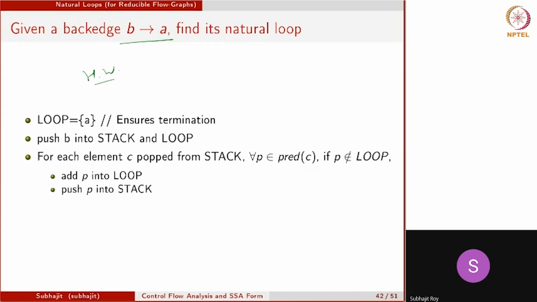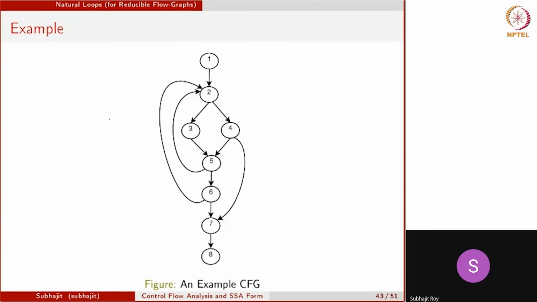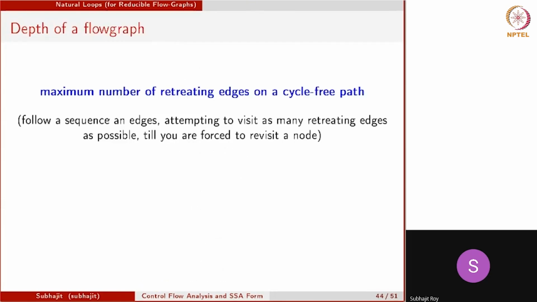Okay, so now there is this other very interesting concept referred to as the depth of a flow graph, and I think you will hit upon this again when Ketkar sir talks about data flow analysis, and maybe in the subsequent lectures. I think you will probably come back to this notion of the depth of a flow graph. So what is the depth of a flow graph?